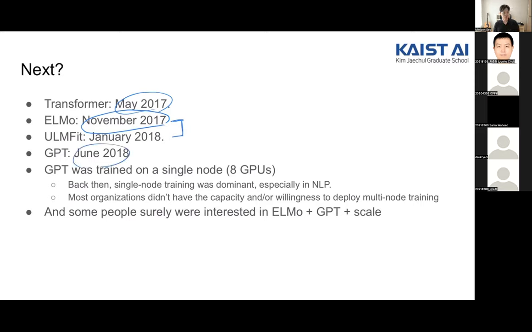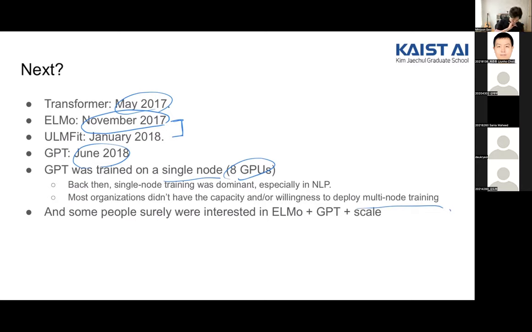But GPT, again, was only focusing on classification, and also it wasn't really trying to do really large scale. It was actually trained on a single node, 8 GPUs back then. In fact, single node training was dominant even for pre-training, especially in NLP. These days you think that NLP requires many more GPUs than vision, but 3 to 4 years ago, people were saying that you should do NLP if you don't have enough GPUs. You should do vision only if you have a lot of GPUs. That's what people were saying back then, because people rarely used an entire node. They usually trained on 1 or 2 GPUs, for instance. And of course, the reason also was that most organizations, including OpenAI back then, didn't have the capacity or willingness to deploy multi-node training.